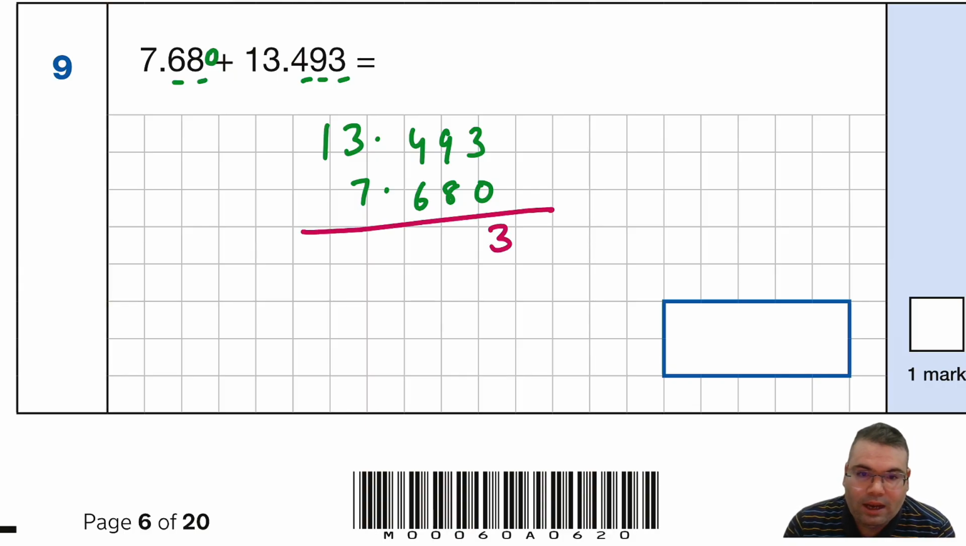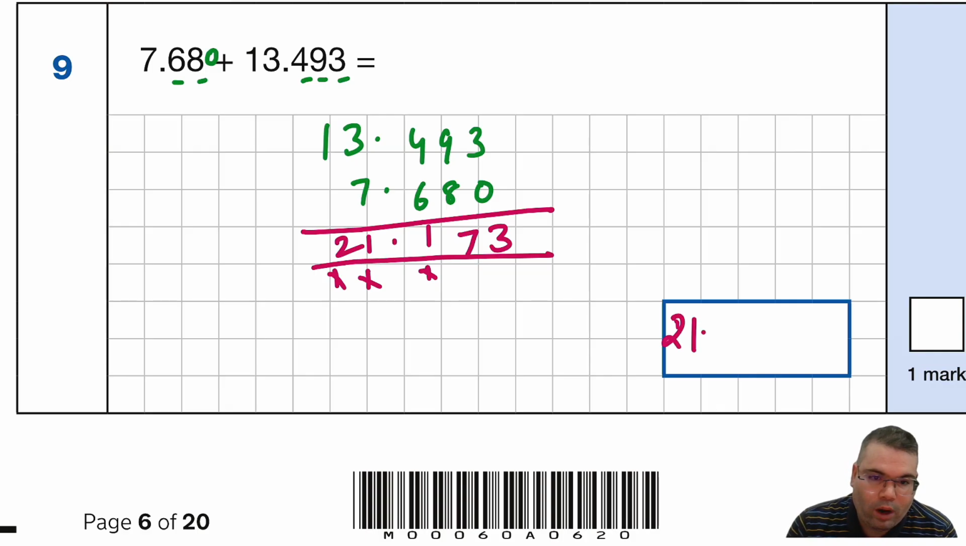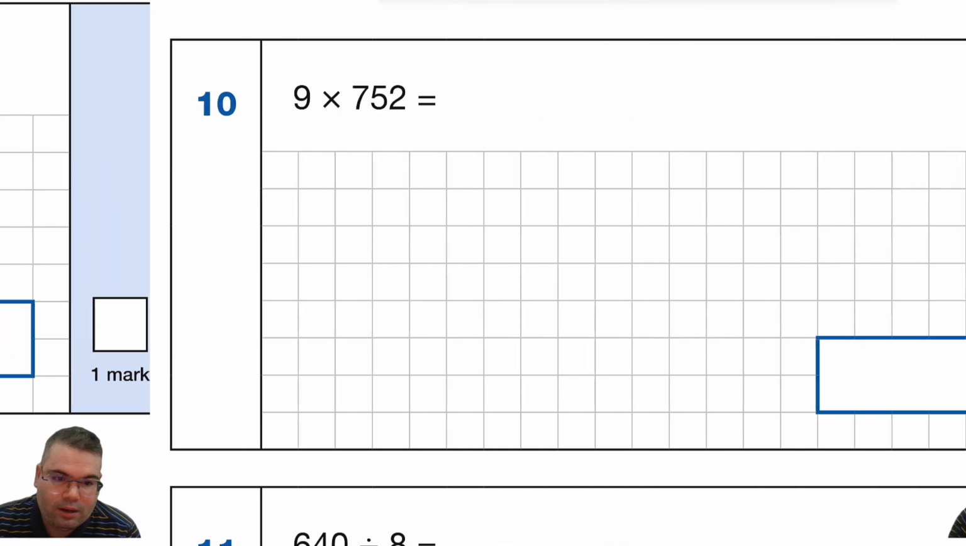This is 3, 9 and 8 is 17, 7, 1, 6, 4, 10 and 1, 11. So 1 here. 7 and 10 and 1, 11. So 1 and 1 here. So 1 and 1 is 2, right? And let's put the decimal over here. So this is 21.173. So this is the next question.